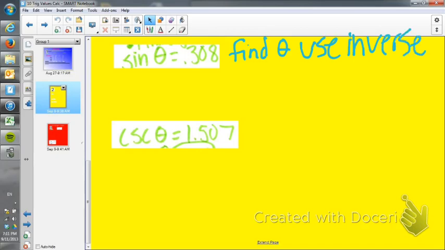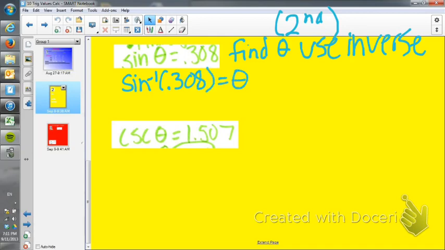And inverse, if you guys remember from geometry, is just simply whenever I go to my calculator and I use second before I use my function. So if I want to find sine inverse of 0.308, I would type in second sine of 0.308 in my calculator, and that's going to give me theta. Now one other way you might see this written is as arc sine. And arc sine just simply means the same thing as inverse. And you would do both of these the same way.